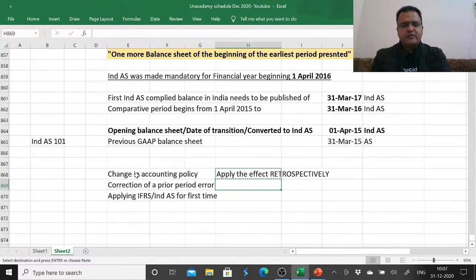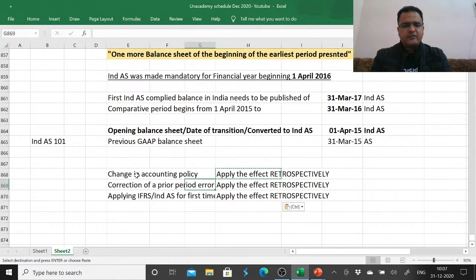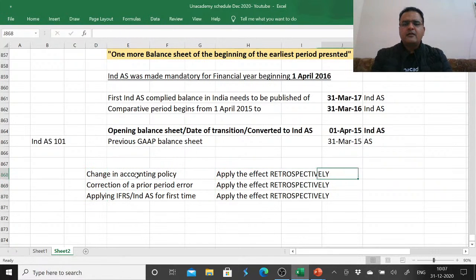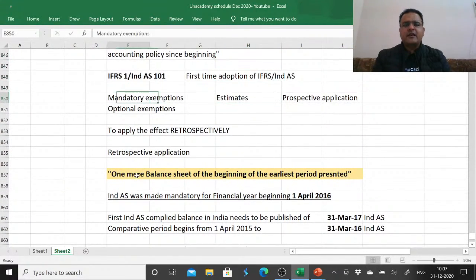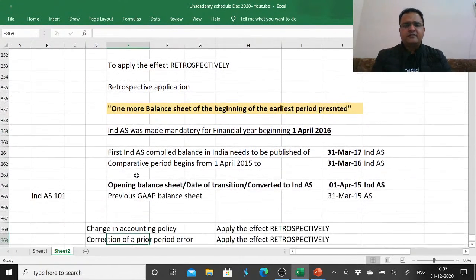When we apply the effect retrospectively, we need to present 3 balance sheets. In the third case, there are relaxations available, because there is IFRS 1 or Ind AS 101 coming to rescue the first time adoption of IFRS and Ind AS by giving mandatory and optional exemptions. So this came in as a facilitating standard to facilitate the movement to IFRS or Ind AS.